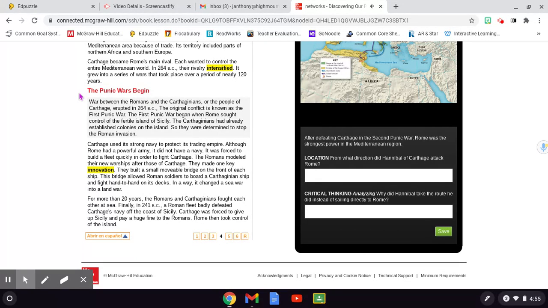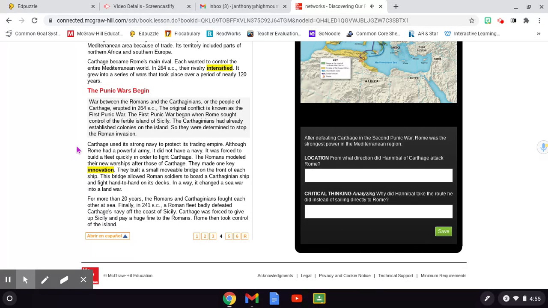The First Punic War began when Rome sought control of the fertile island of Sicily. The Carthaginians had already established colonies on the island, so they were determined to stop the Roman invasion. Carthage used its strong navy to protect its trading empire. Although Rome had a powerful army, it did not have a navy. It was forced to build a fleet quickly in order to fight Carthage.